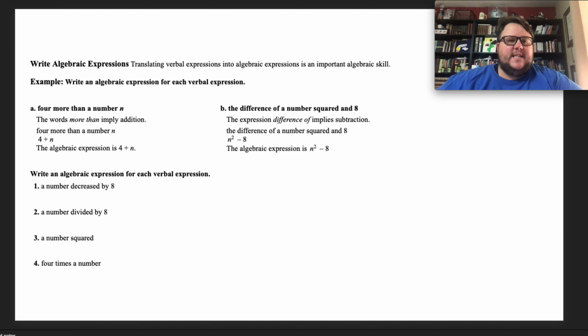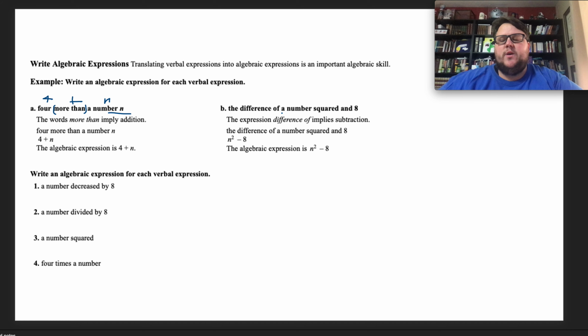So in this case, we have 4 more than a number n. They're telling us what variable to use, and they're saying 4 more. Well, more than means plus. So 4 more than. So we have 4 plus a number n. 4 plus n. And that's what we would put in there. 4 plus n.